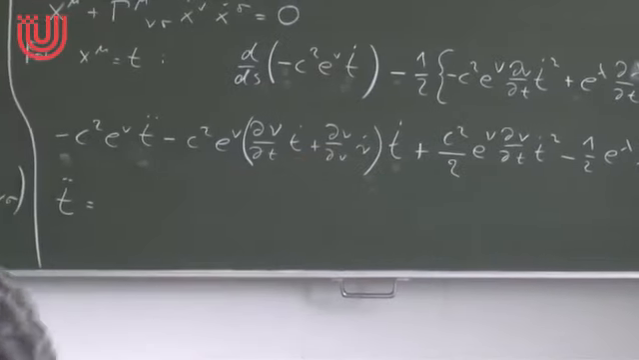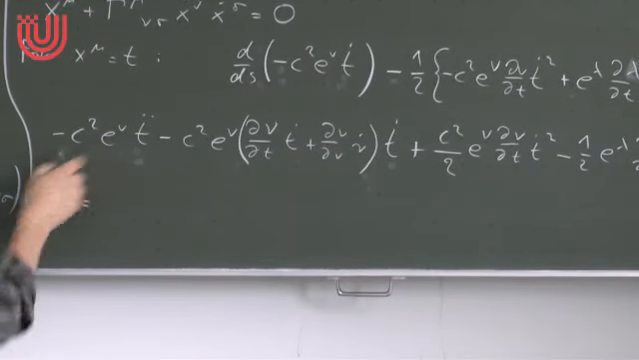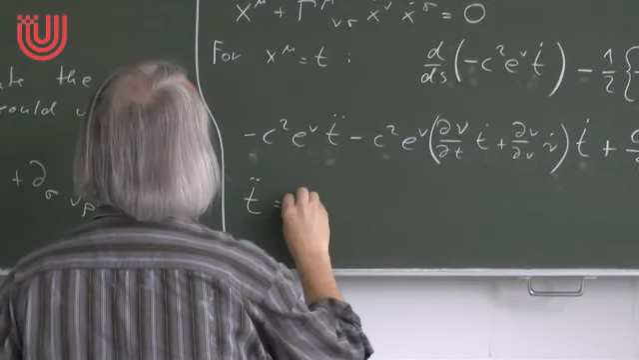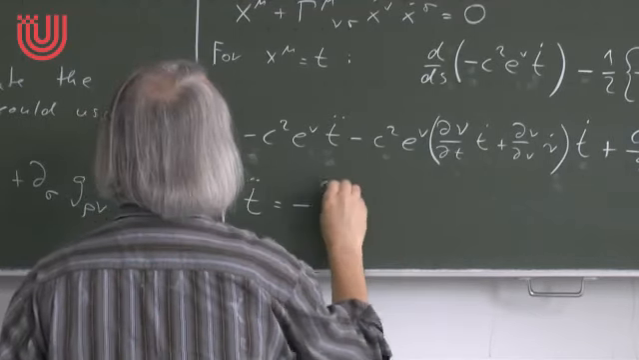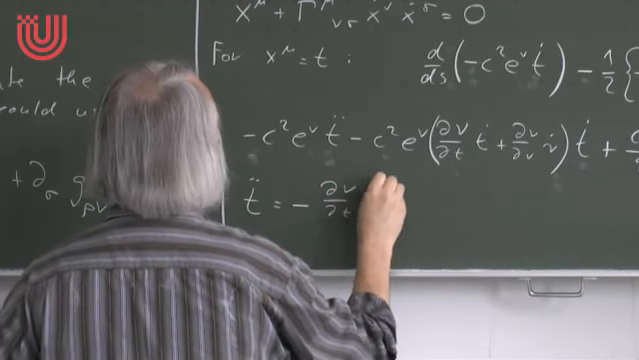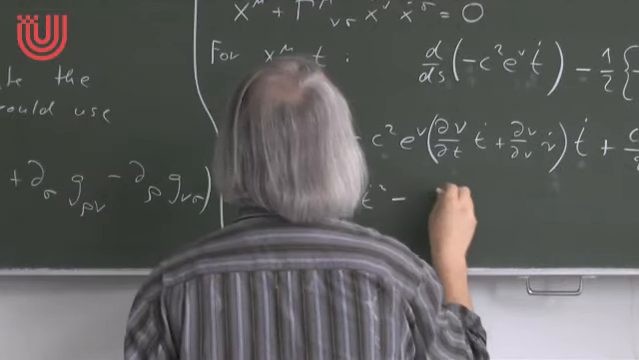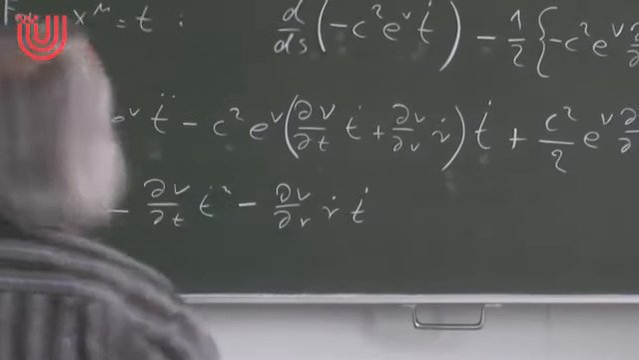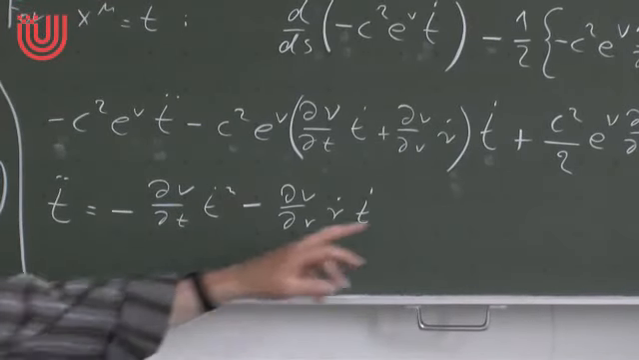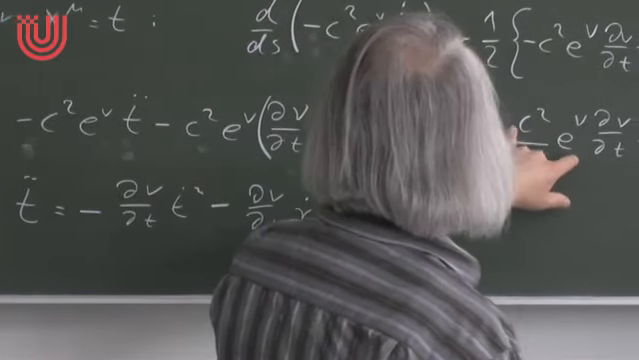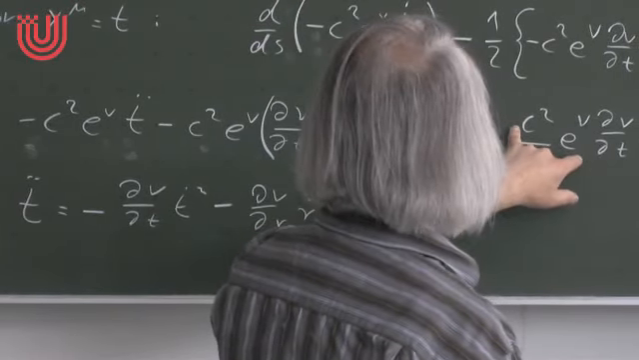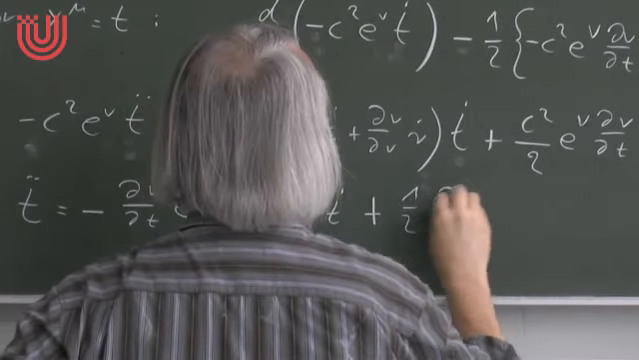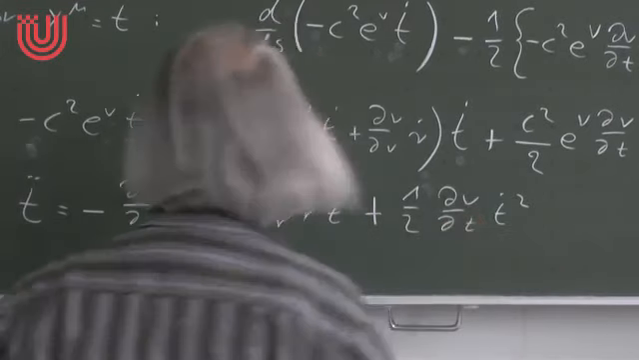So I take this to the right-hand side and multiply everything with c squared e^ν. So I get here minus this bracket, dν/dt t-dot squared, minus dν/dr r-dot t-dot. I multiply with 1 over c squared e to the ν, then this is killed. I get plus 1/2 ν t-dot squared.